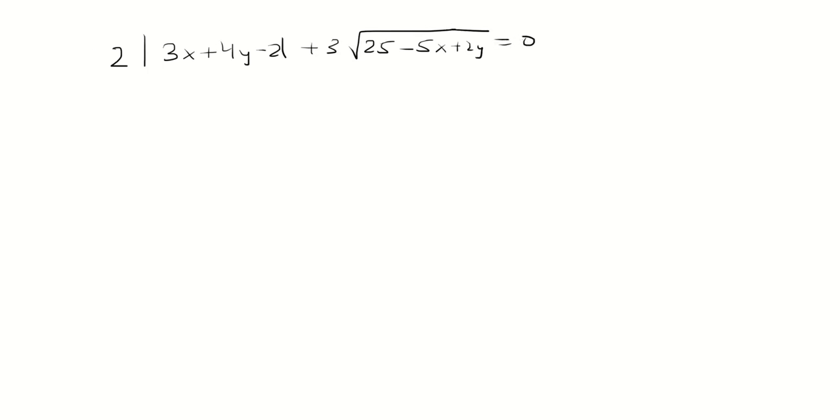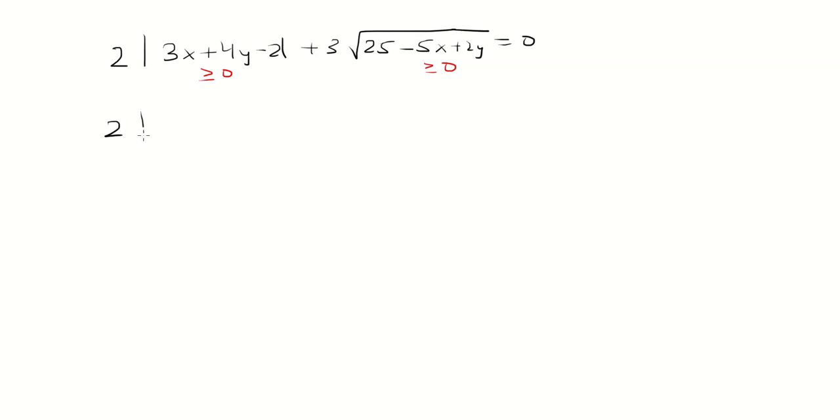Solve the equation 2 times the absolute value of 3x plus 4y minus 2, plus 3 times the square root of 25 minus 5x plus 2y, equals 0. We know that the absolute value is always greater than or equal to 0, and so is the square root. So in order for this to be 0, both of these have to be 0.